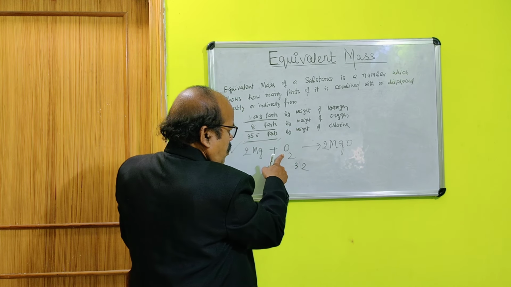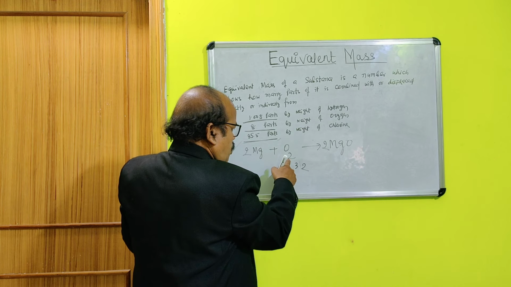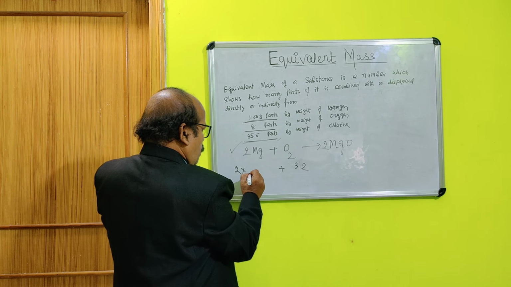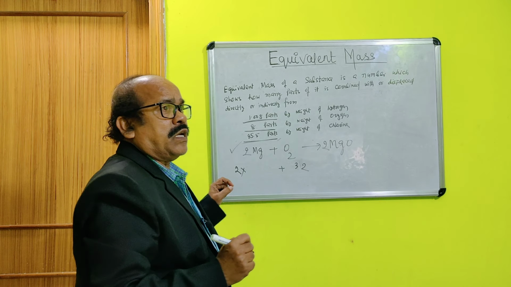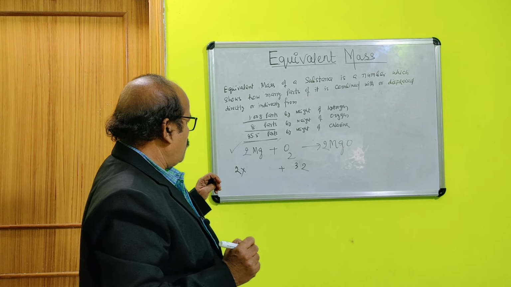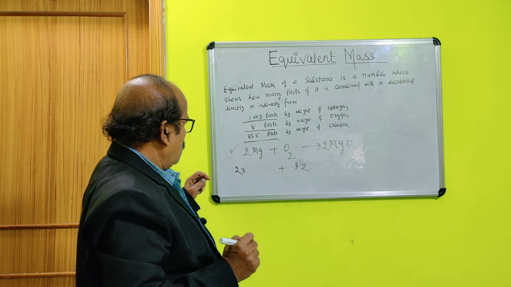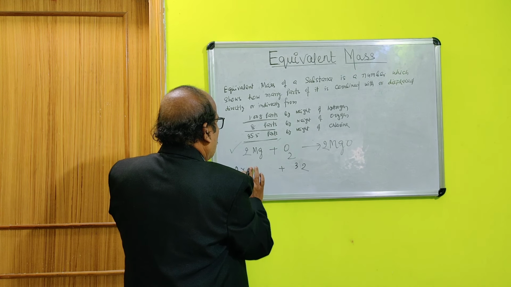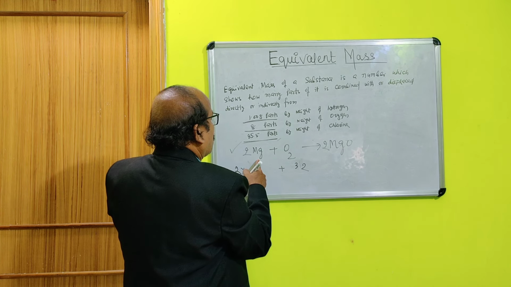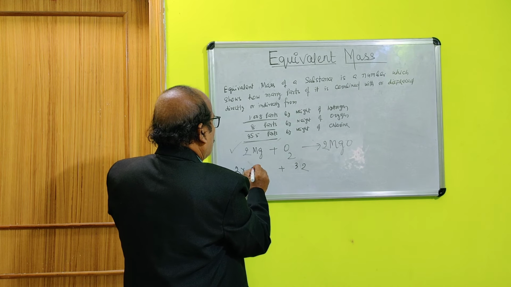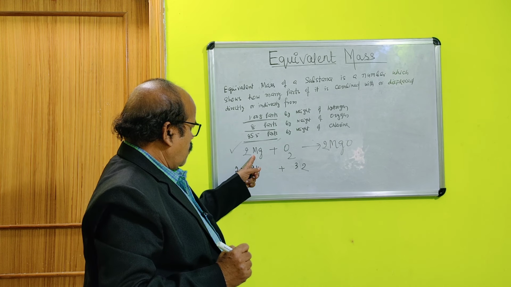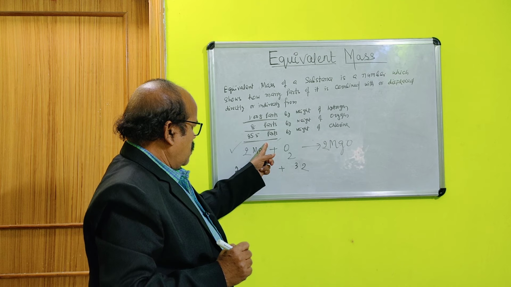Oxygen: atom number 8, mass number 16, so 2 into 8 is 16, 2 into 16 is 32. Now magnesium. The atomic numbers go hydrogen, helium, lithium, beryllium, boron, carbon, nitrogen, oxygen, fluorine, neon, sodium, magnesium. Magnesium is 12. Atomic number 12, so the mass number is 24. Is it clear?